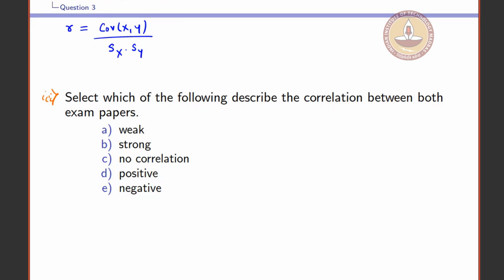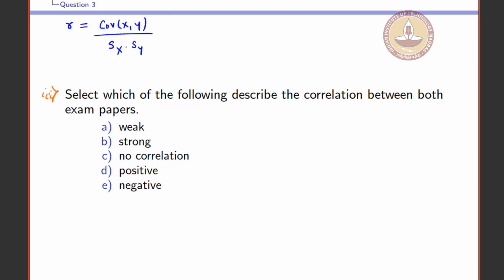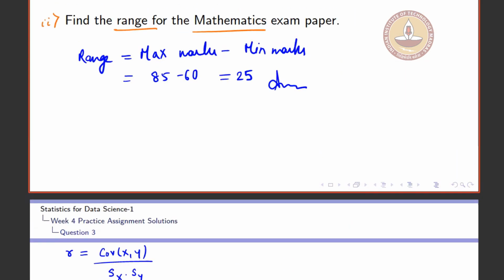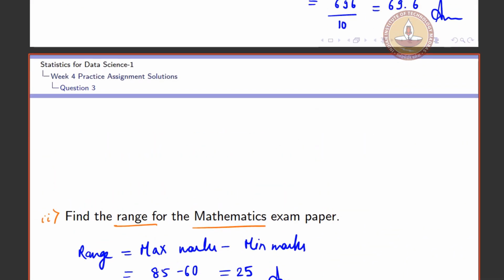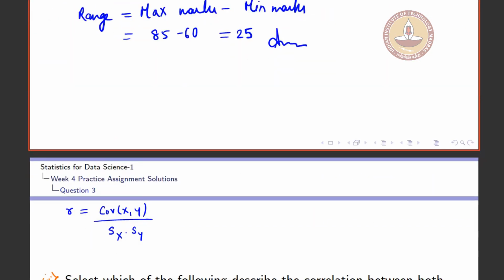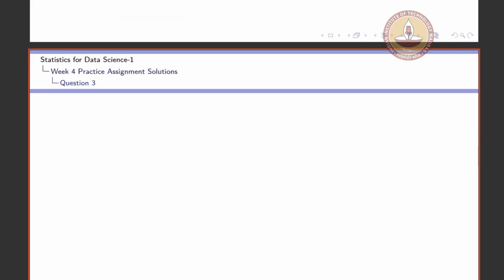So let's calculate. So first we'll find standard deviation of x, and this is going to be under root of sum over xi minus x bar whole square divided by 10, where i is varying from 1 to 10. So we need to find the square deviation. Let's calculate. Okay, let's make a table here.